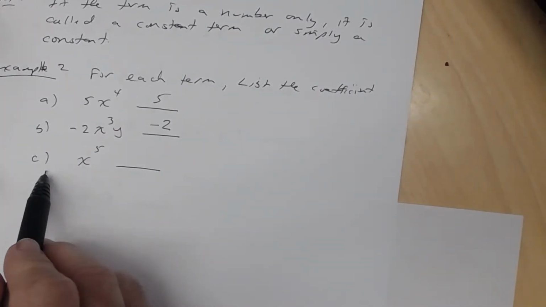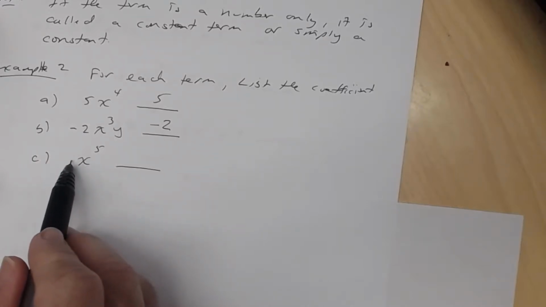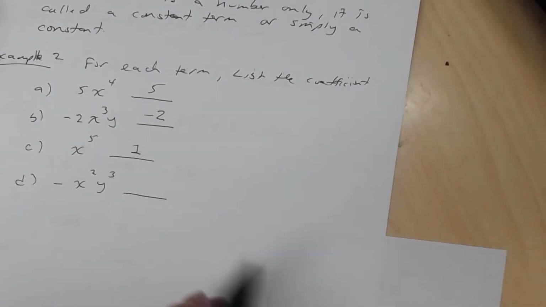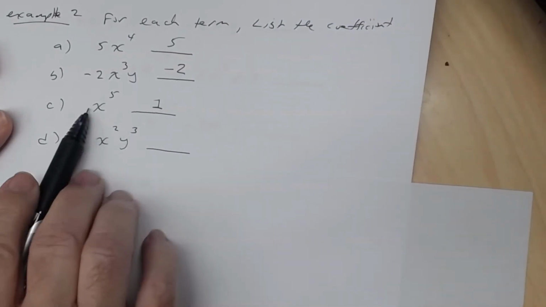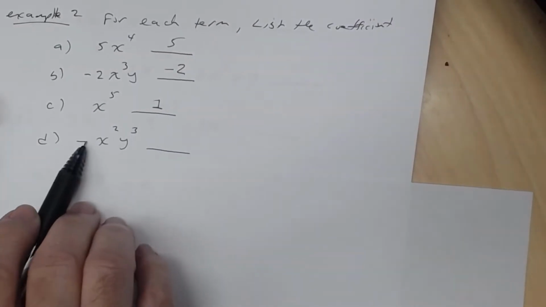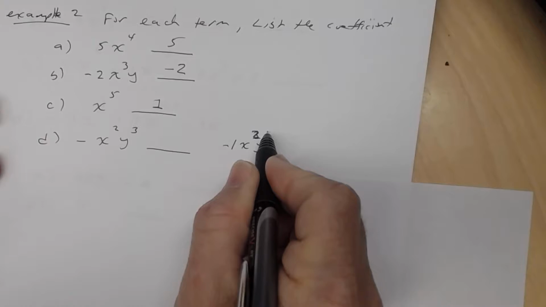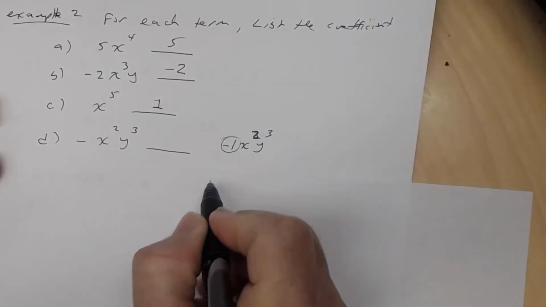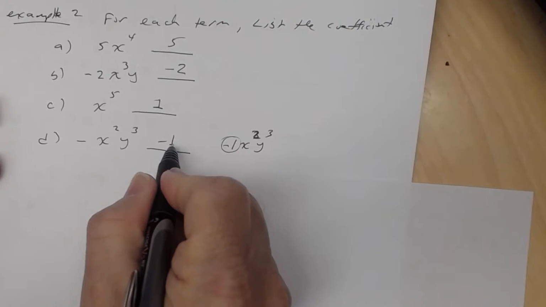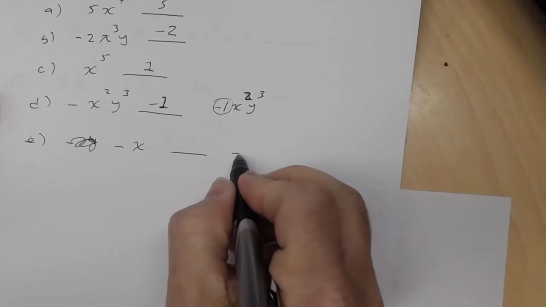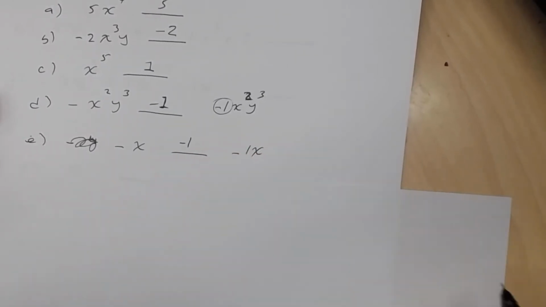Now here, remember, that's one of our notes. If you don't see a numerical factor here, remember that's understood to be a 1. So 1 times x to the 5th. You'd say a 1. Now let's go back to C. This is a positive 1. Over here would be considered a negative 1. If you need to think about it that way, think about it that way. So that's a negative 1. E, same thing. Consider that like a negative 1x. That's a coefficient. So the coefficient is negative 1.